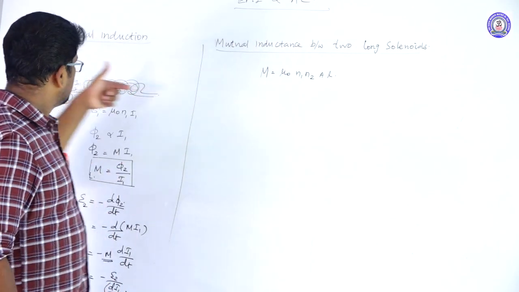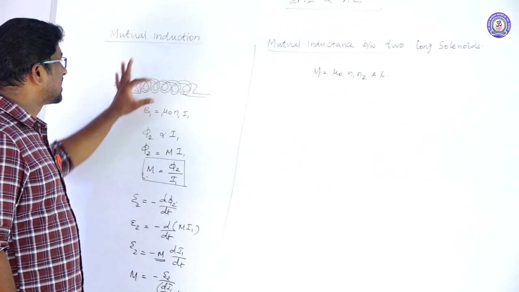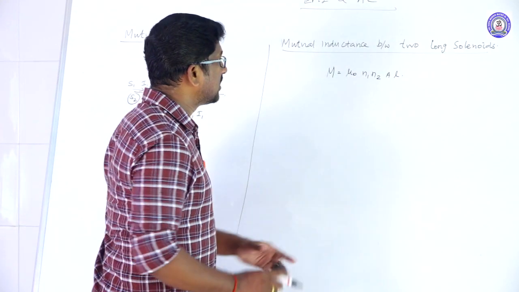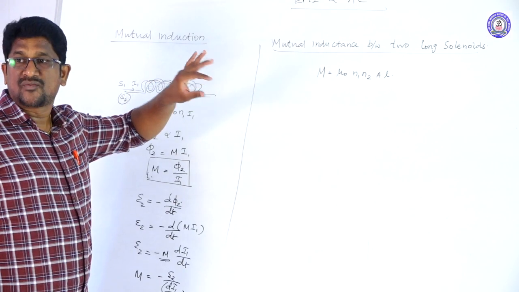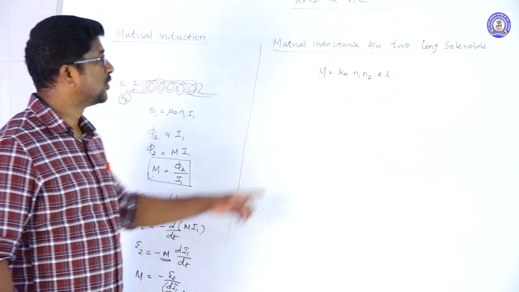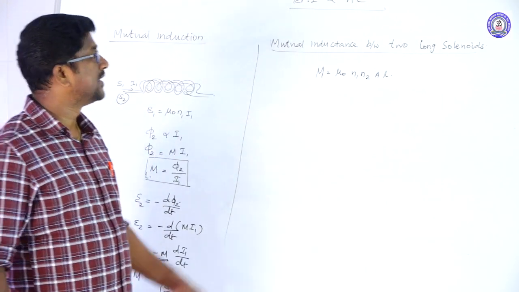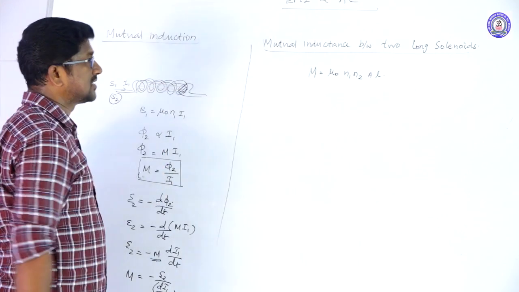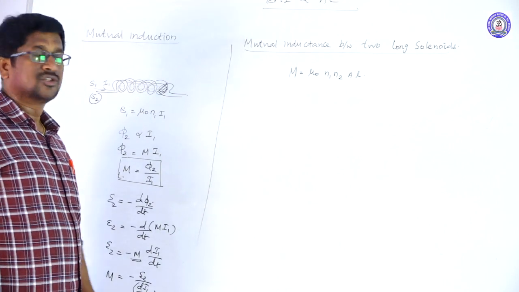Mu naught is the permeability of free space, because the medium inside the solenoids is air. n1 is the number of turns per unit length of the first solenoid, and n2 is the number of turns per unit length of the second solenoid. A is the area of cross section of the solenoids, and l is the length of the solenoid.